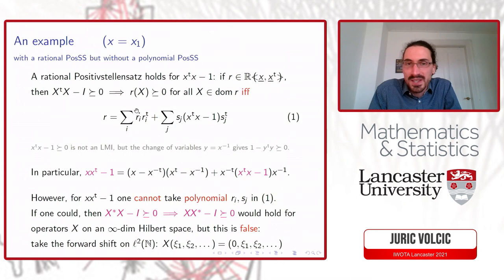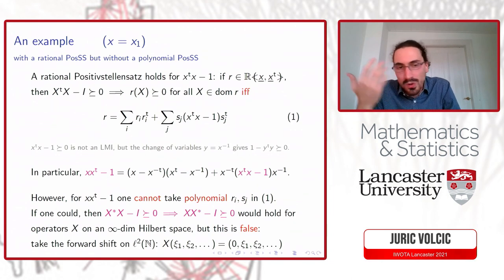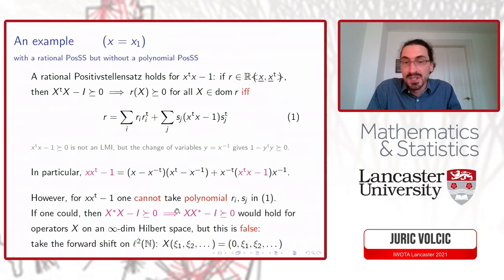So here I need rational functions. I cannot take polynomials in R_i and S_j, even though xx transpose minus 1 is a polynomial. Because if I could, what would happen? Well, then this implication, x star x minus identity bigger or equal to zero implies x x star minus identity being bigger or equal to zero, would hold not just for matrices, but in general for all operators on possibly infinite dimensional Hilbert spaces, right? Because if I had a representation of this form with polynomials, I could just plug in any operator on an infinite dimensional Hilbert space. But we know that this implication fails for such operators. For example, if I take the forward shift x, then this implication fails.